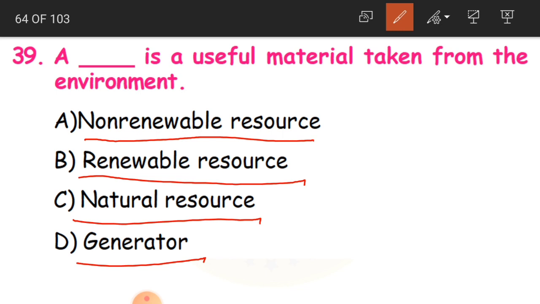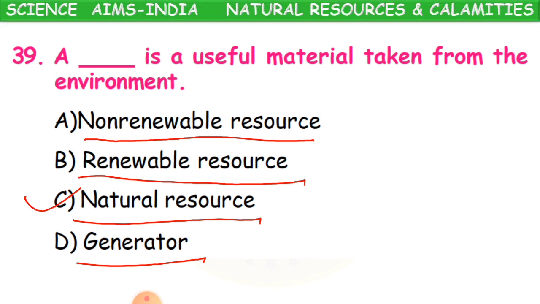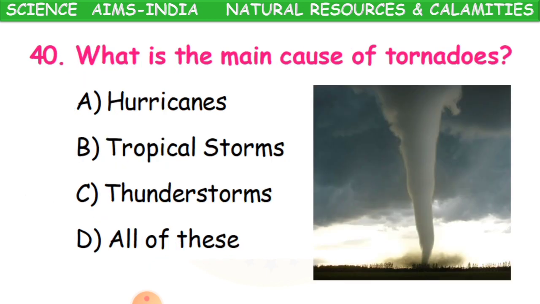Children, it is a useful material which is taken from the environment. That is, environment is nothing but from nature. And the answer will be natural resource. What are all the natural resources there are? They are all useful materials for us, and they are taken from the environment. So that is why C is the correct answer.